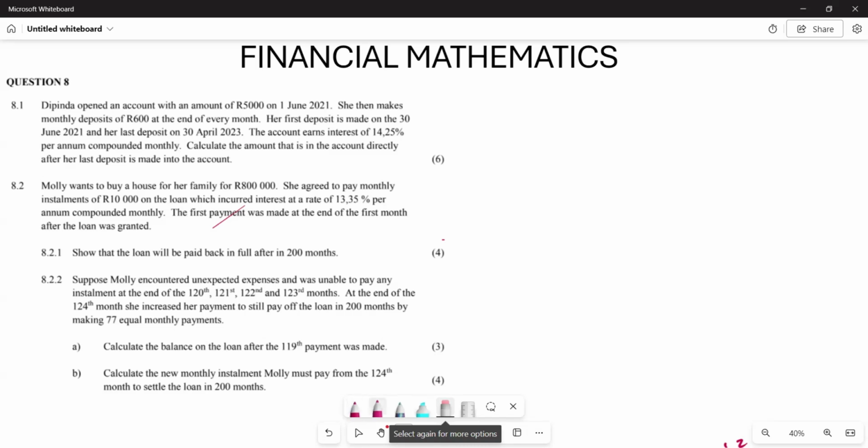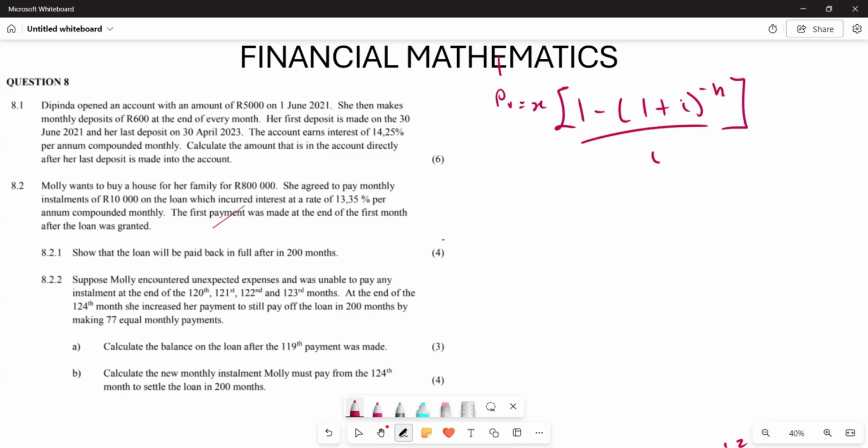So what is it that you are doing now? This is going to be the present value. So PV is equal to x into 1 subtract 1 plus i to the power of negative n, over i. Now, the present value, how much is it? It's 800,000. This is 10,000 into 1 subtract.